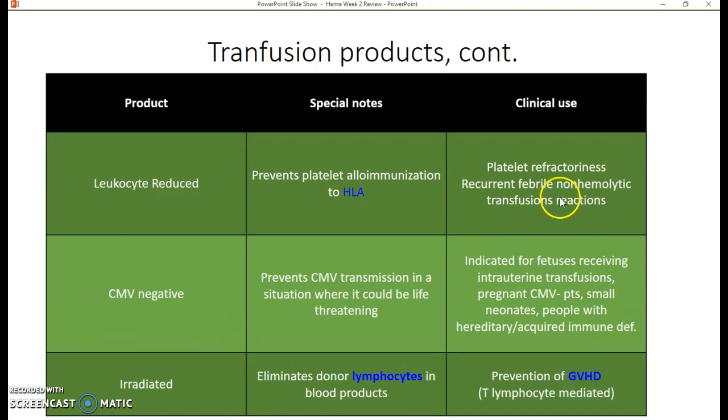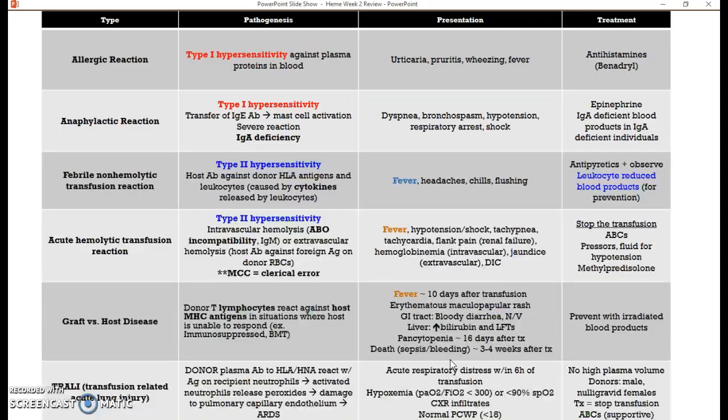If you have recurrent febrile non-hemolytic transfusion reactions, so reactions to the cytokines in the white cells, you can also use leukocyte reduced products. CMV negative is important in your transplant patients and people who are immunocompromised for other reasons, have immunodeficiencies. Just make sure that it doesn't have CMV. Irradiated is even more than leukocyte reduced. It completely eliminates lymphocytes, prevents graft versus host disease, which is a T-cell mediated disease, and is important for people who undergo bone marrow transplant or are severely immunocompromised.